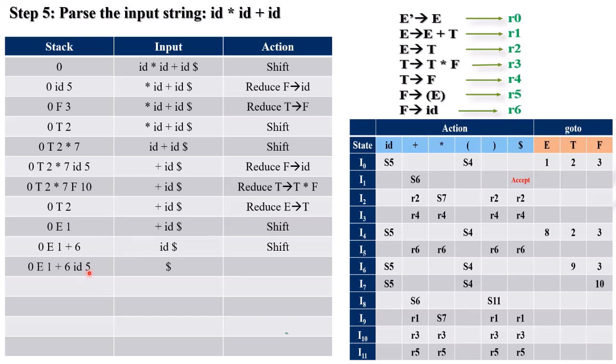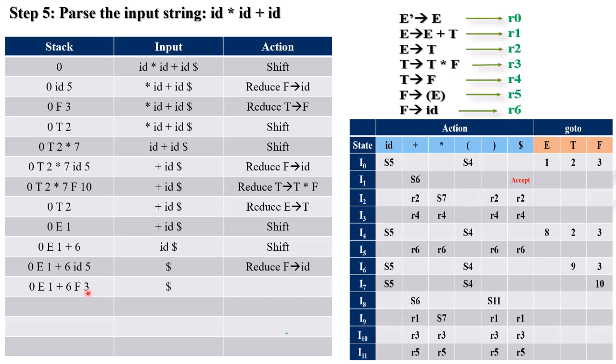So here only dollar is remaining. Next we have to check I5 and dollar. What is I5 and dollar? In I5 and dollar there is a reduction R6. What is R6? F tends to ID. So we have to write here reduce F tends to ID. So we have to reduce this ID with F and then compare 6 and F. What is 6 and F? What do we get? 3. That's why we write here 3.